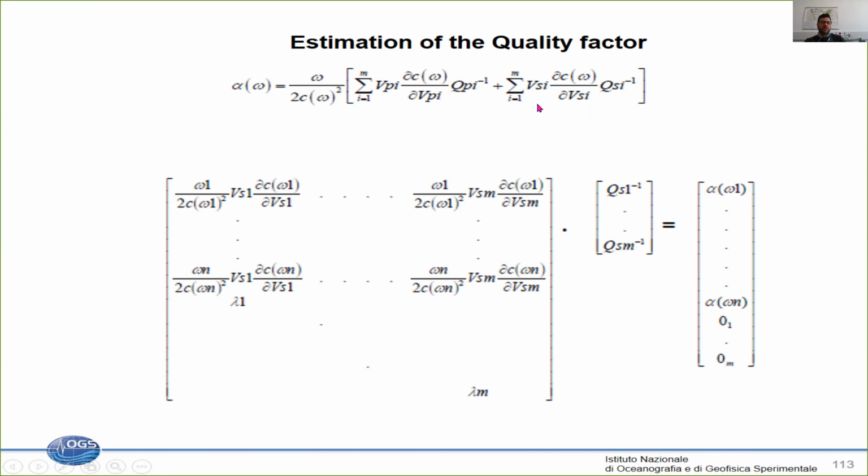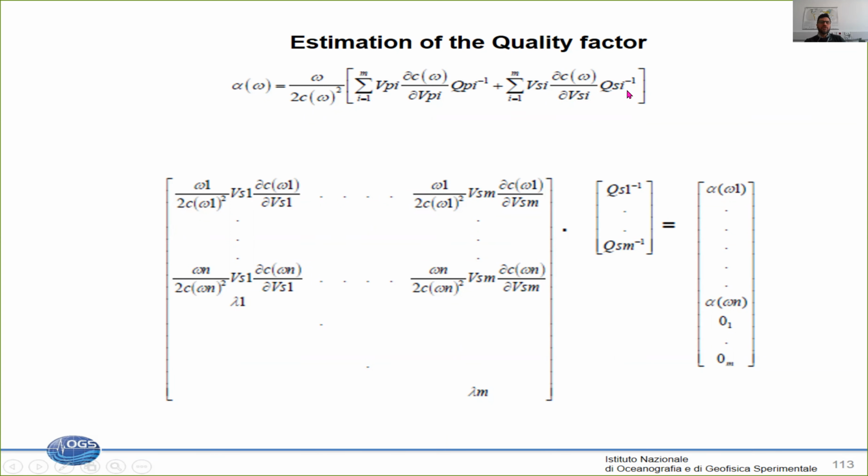My matrix, my kernel will be determined by these terms. So I will have a first line relative to the first frequency, where I will have partial derivatives for the velocity of the first frequency with respect to each layer in the model of the underground. So M are the models, the number of layers in the underground. And each line is for a different frequency, and each column is for a different layer in the model.